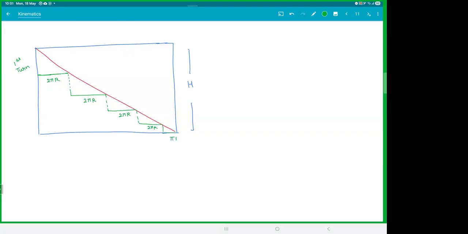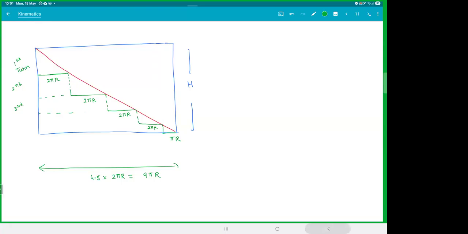Can I say it like this? For every one turn, horizontally, you'll keep traveling 2 pi r, 2 pi r, and 2 pi r. So this is your second turn. This is your third turn, and so on. So from this logic, you can clearly see the base will be 4.5 times the circumference 2 pi r. Is that understood? So one turn will give you 2 pi r. If you have 4.5 turns, it will give you 4.5 times 2 pi r.